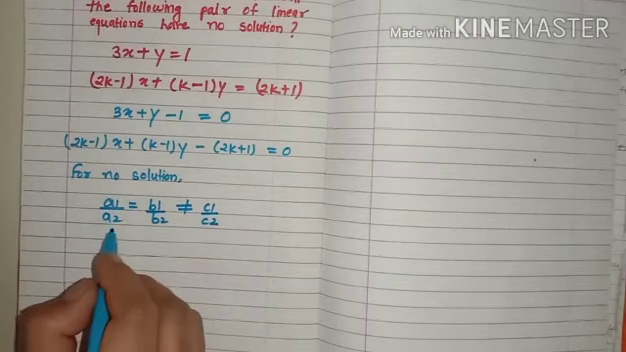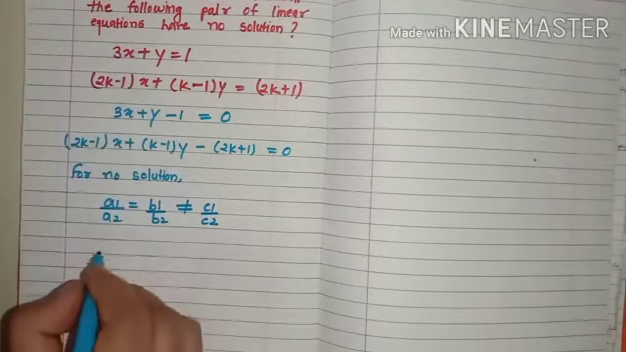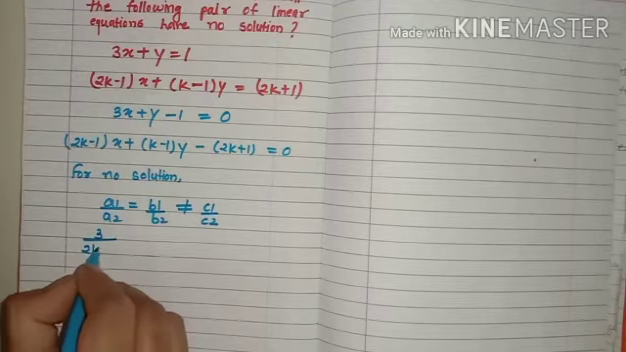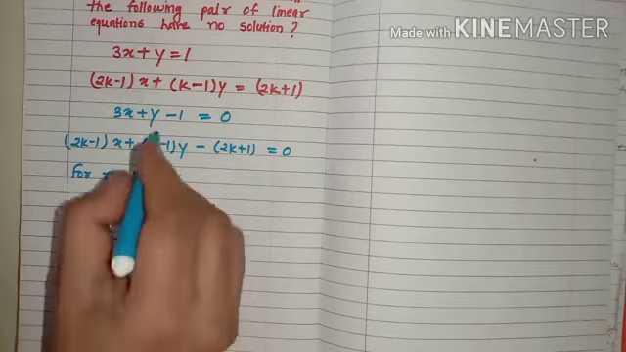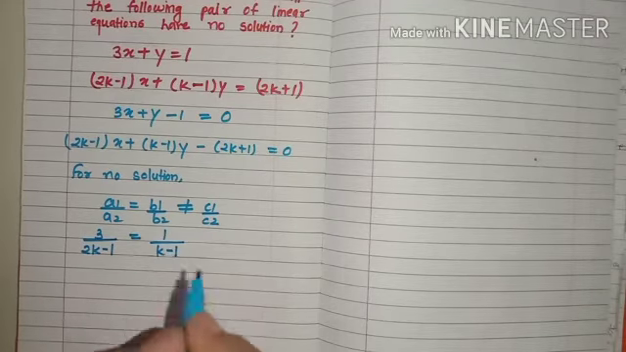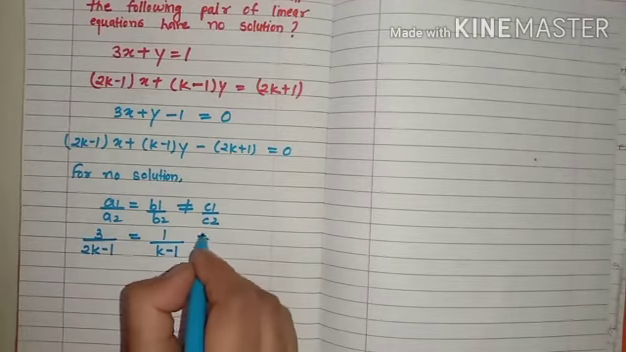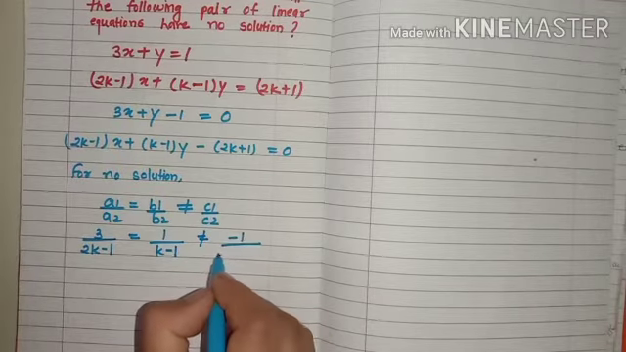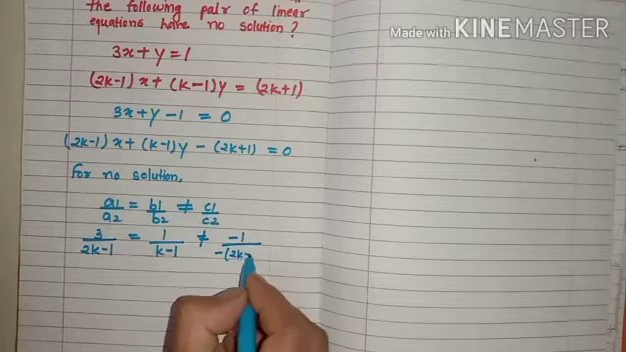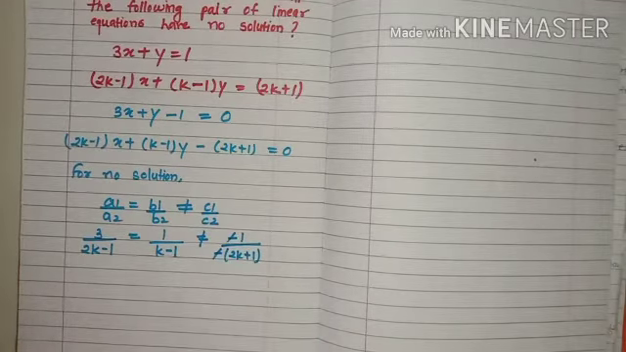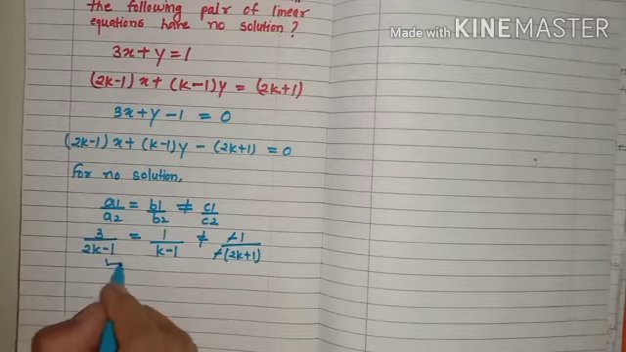Now we will substitute the values. Here the value of A1 is 3 and the value of A2 is 2k - 1. Value of B1 is 1 and the value of B2 is k - 1. Not equal, the value of C1 is -1 and C2 is -(2k + 1). This minus sign cancels with this minus sign.